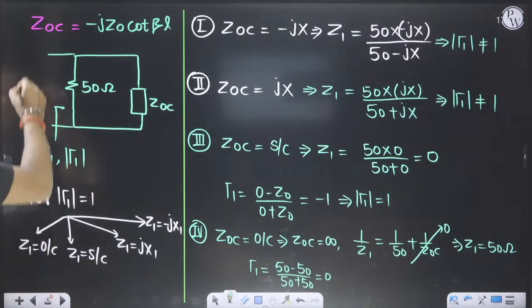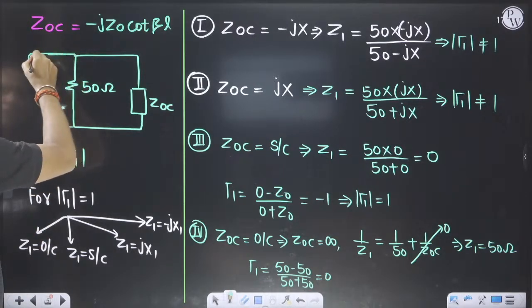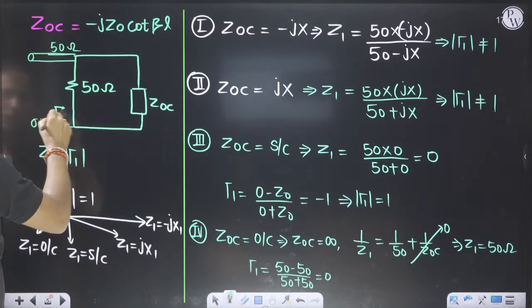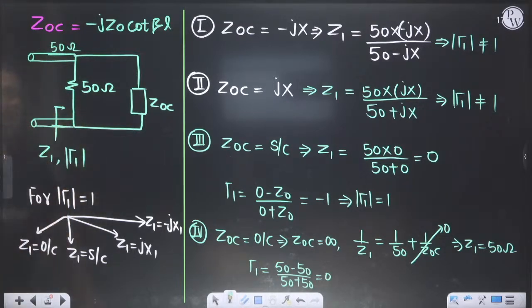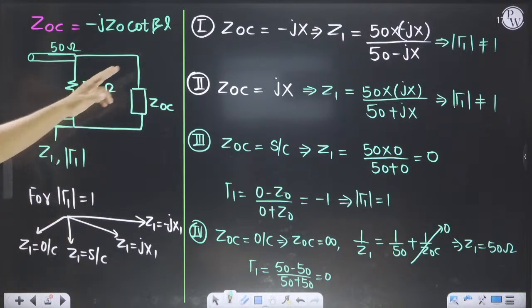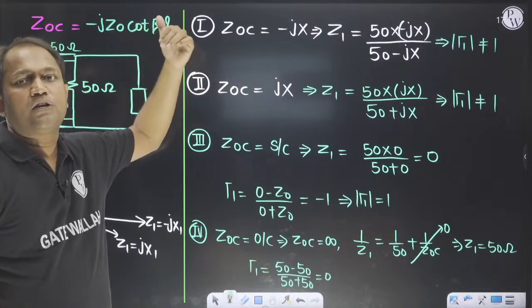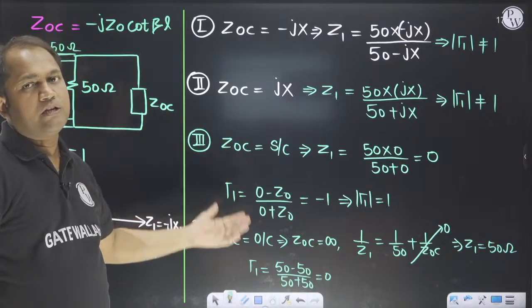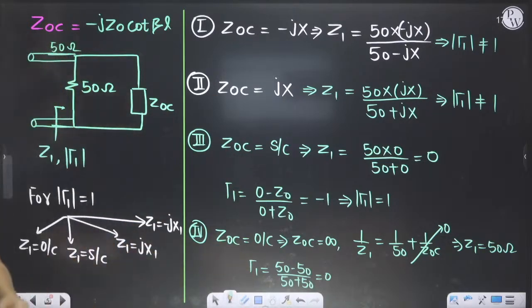So what will happen here? What you see here, you can see that the reflection coefficient. So in case of this one, reflection coefficient is not equal to 1. In this case, reflection coefficient is equal to 1, and in this case, reflection coefficient is equal to 1. So what will happen? You can see it here.